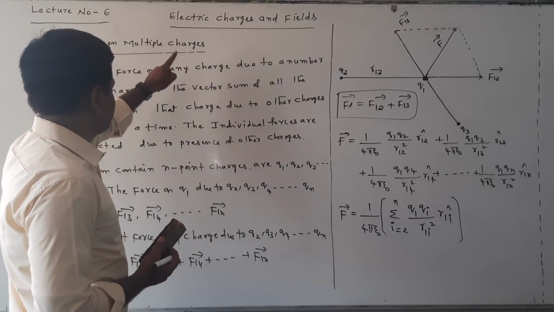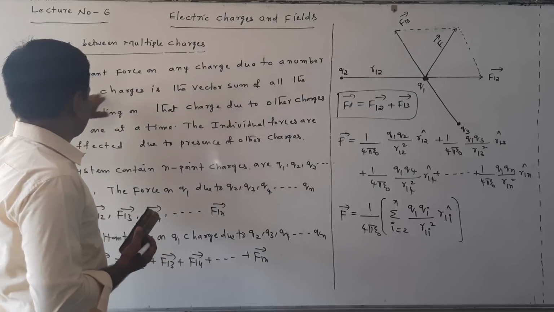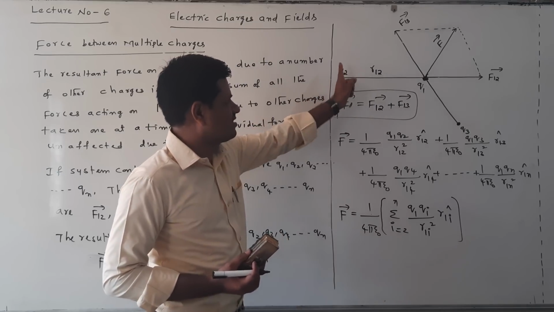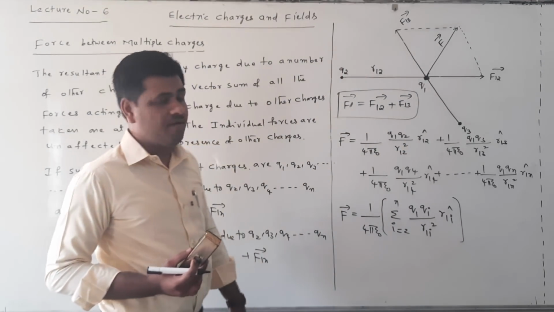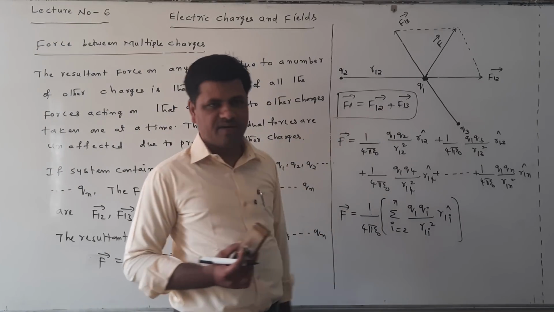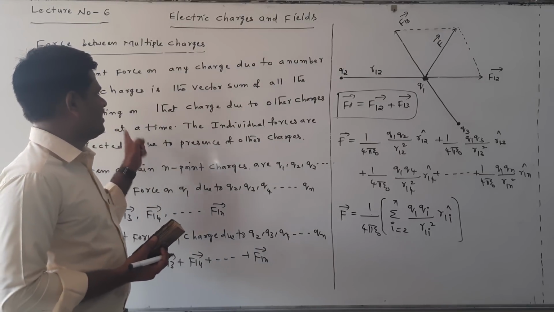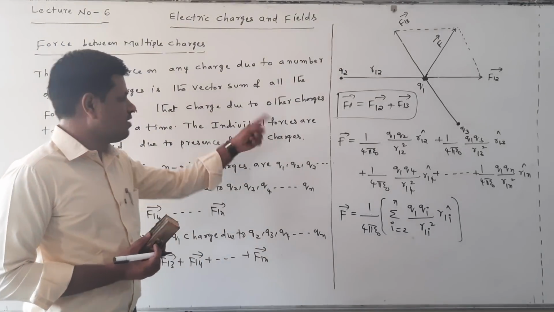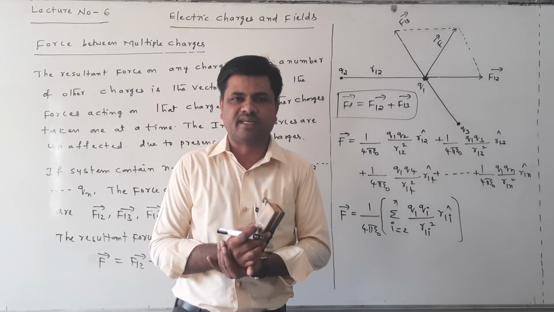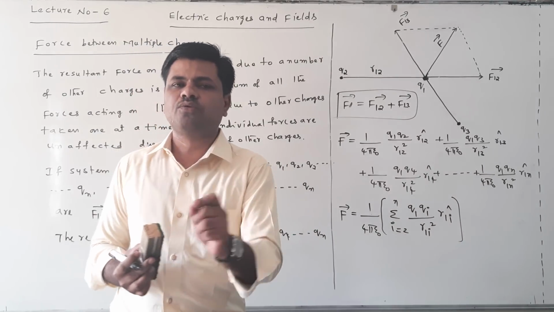The statement of the force between multiple charges, once again: the resultant force on any charge due to a number of other charges can be written as the vector sum of all the forces. Vector sum means plus. The individual forces are unaffected. The force between Q2 and Q3 is neglected, not affected when finding the force acting on Q1 due to Q2 and Q3.